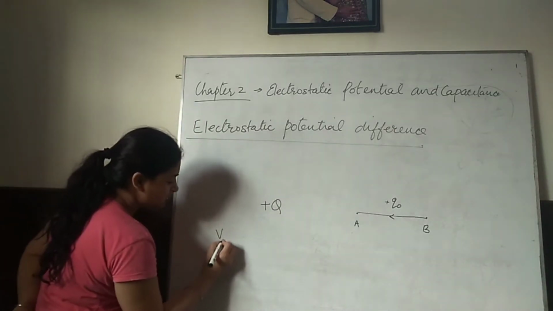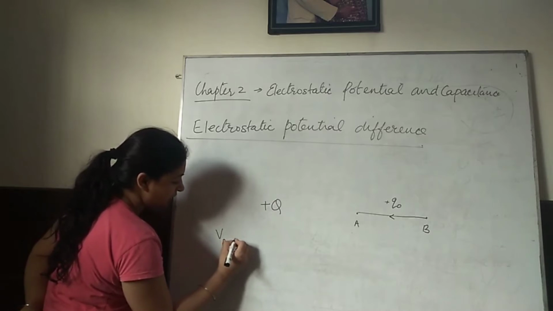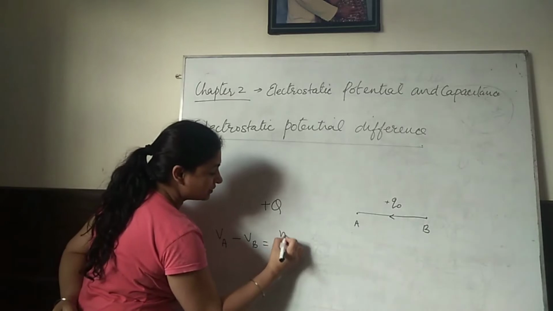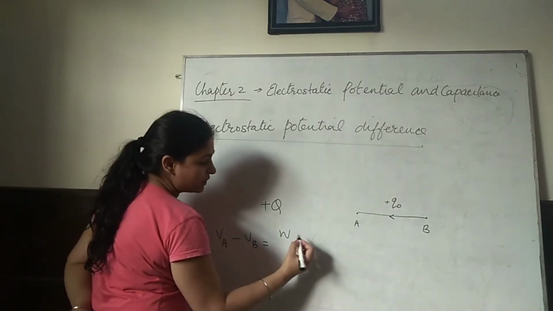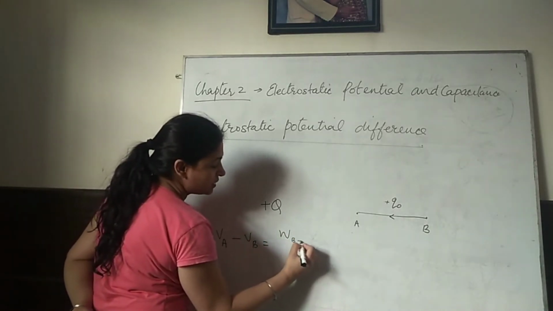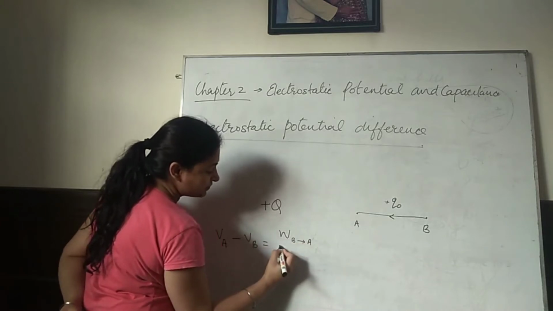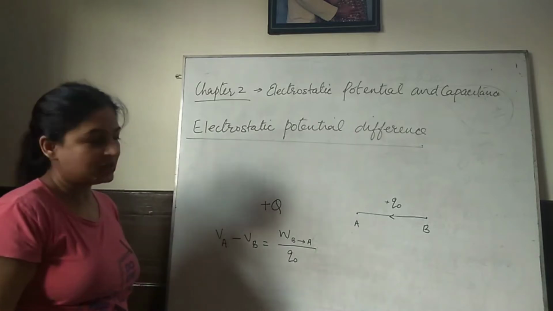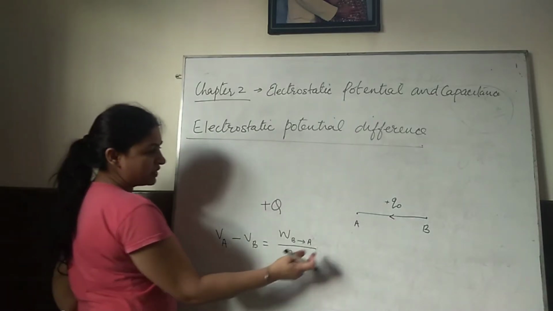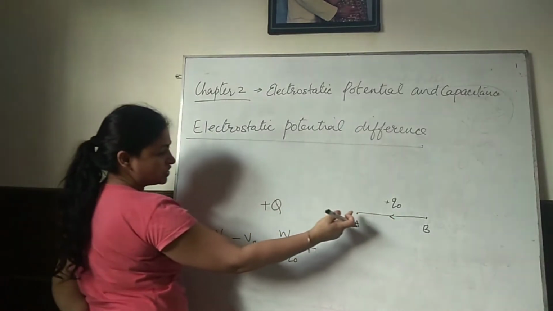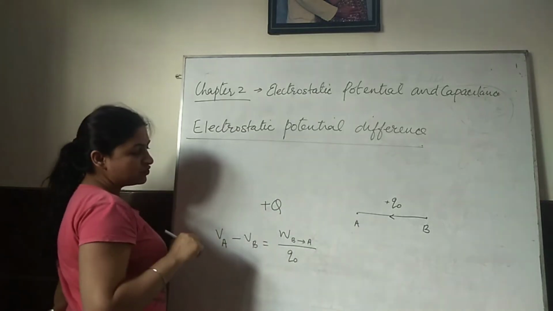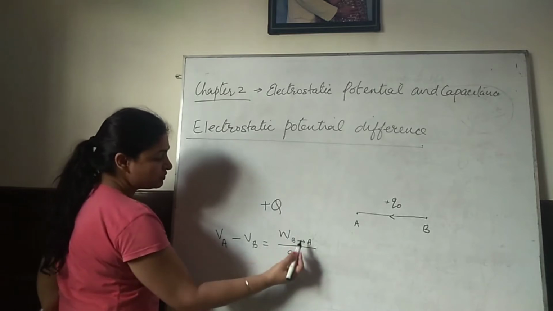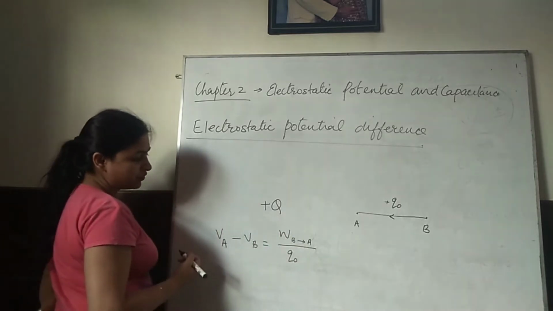So potential difference VA minus VB is what? This is the work done in bringing the charge from B to A divided by per unit test charge. It means we are bringing the unit test charge from point B to point A. So that will give you how much the potential difference is between the 2 points. So this particular equation is giving us the potential difference.